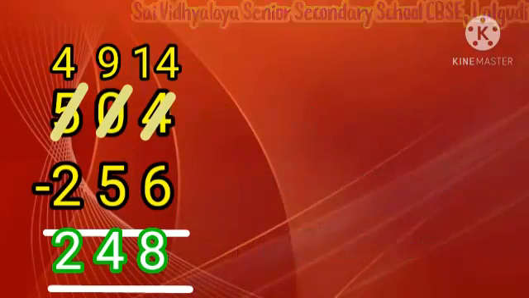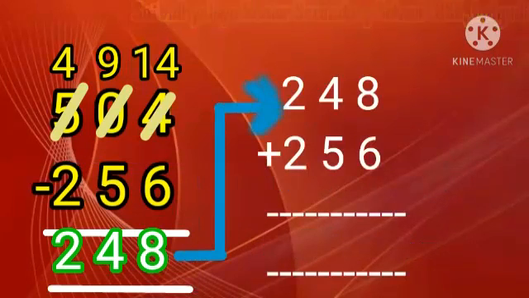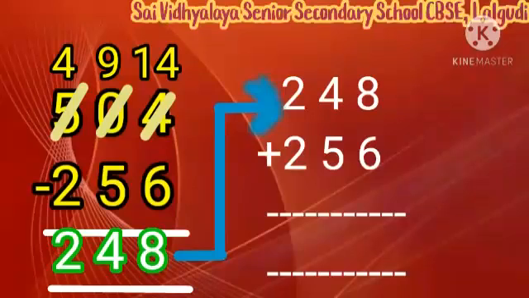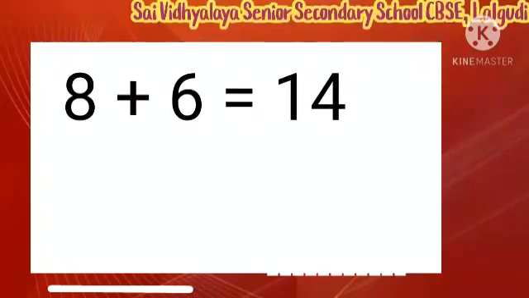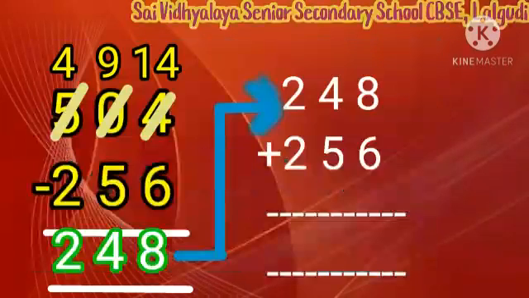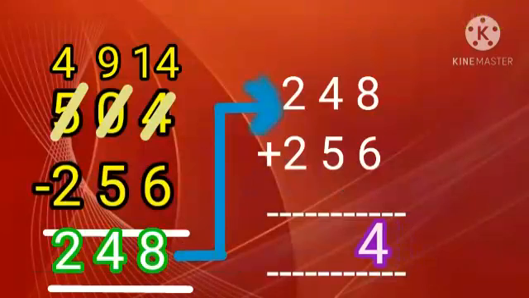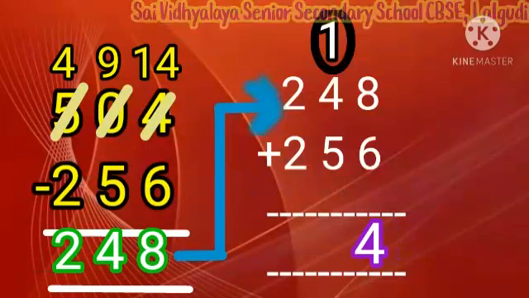Now we add the difference with subtrahend, that is 248 plus 256. Shall we add? 8 plus 6 is 14. That is 10 plus 4. 4 ones and 1 tens. Write 4 in ones place and 1 will carry forward to the tens place.